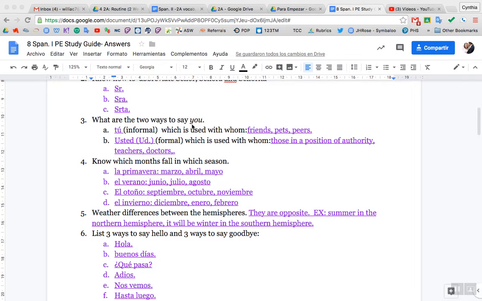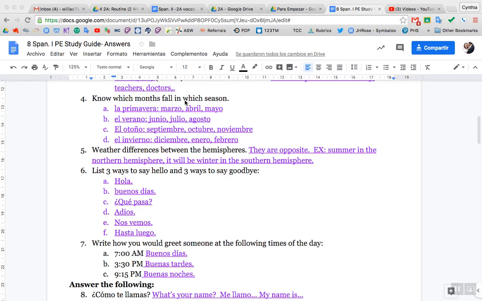What are the two ways to say you? The first way is tú, that's informal, and that is used with friends, pets, and peers. Usted is more formal, and it's used with people in a position of authority, like if you're talking to your teacher or your principal or your doctor.